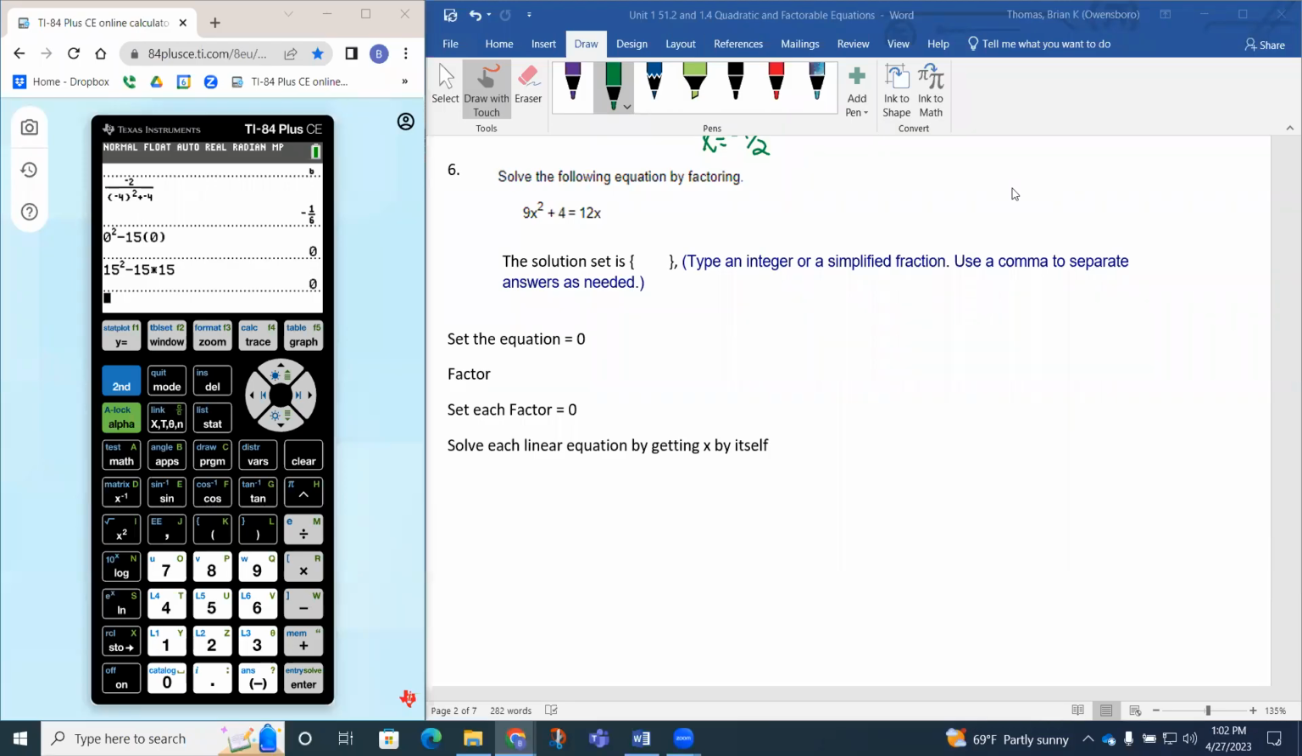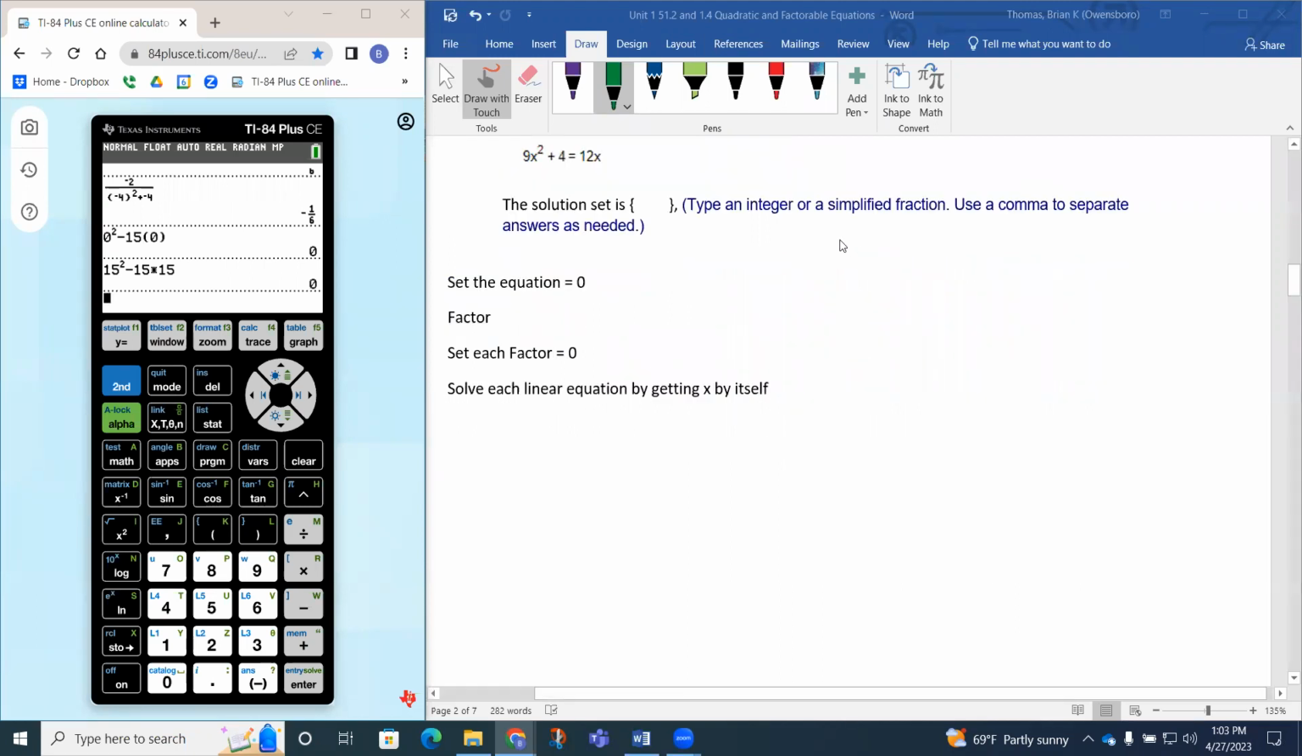So question 6 says, again, solve the following equation by factoring. Notice how, again, the highest degree is degree 2, so this is going to be called a quadratic equation. And quadratic equations have up to 2 solutions possible. So, again, one of the first strategies is to set the equation equal to 0.